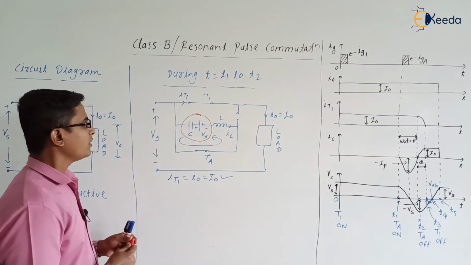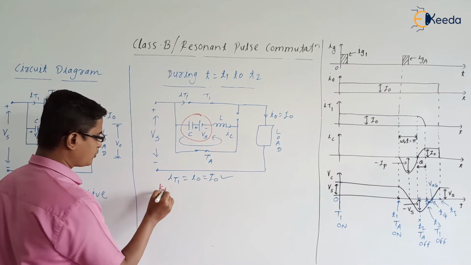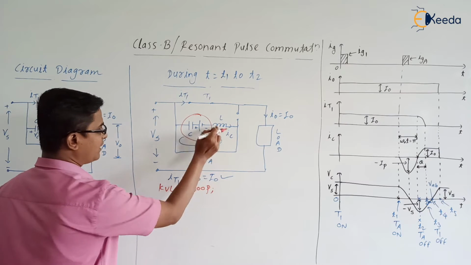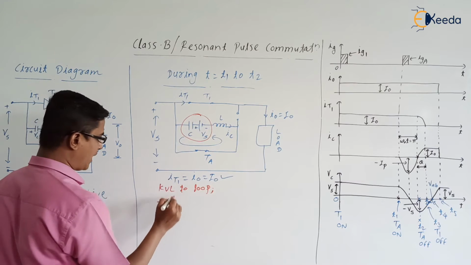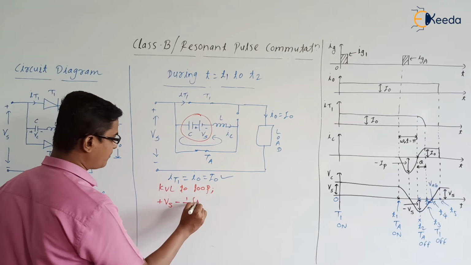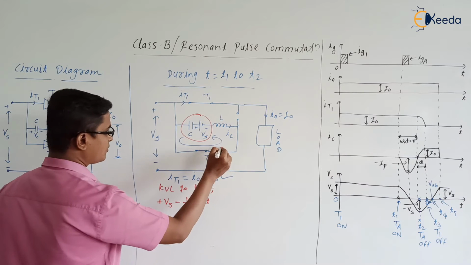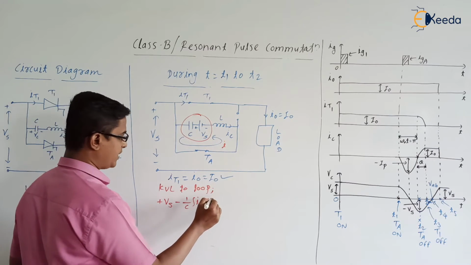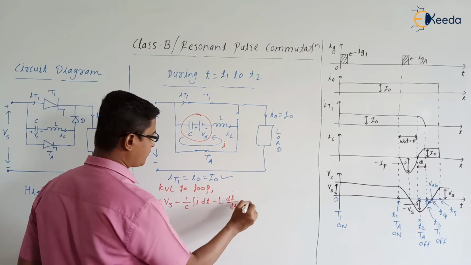Now we apply KVL to this loop, the inner loop. It is plus Vs minus the voltage across the capacitor, which is 1 by C integration of i dt, where this is the current we need to consider, next minus L di by dt is equal to 0.